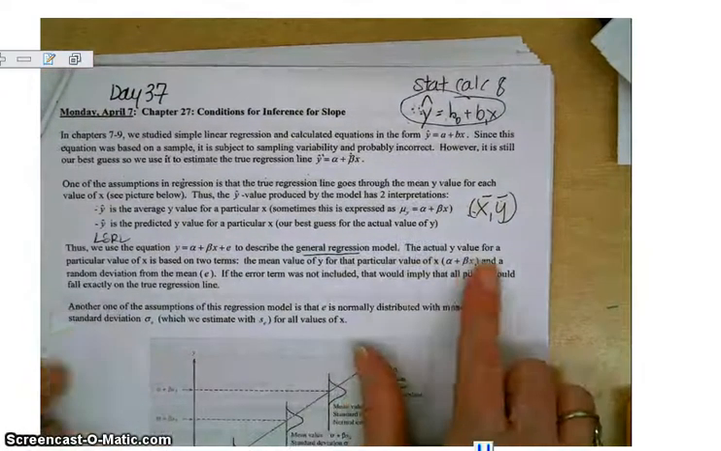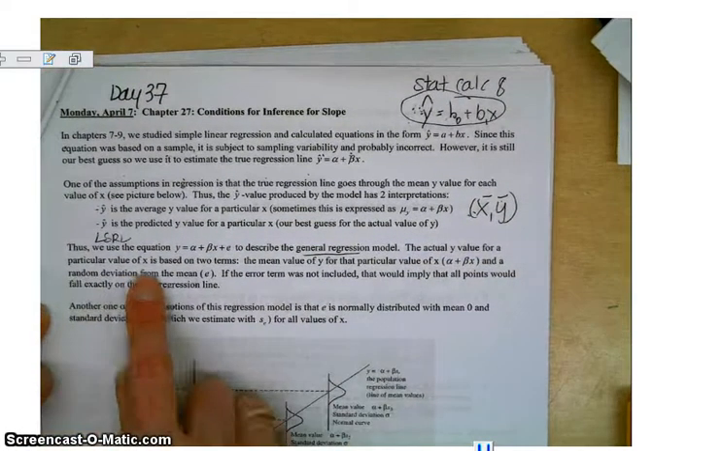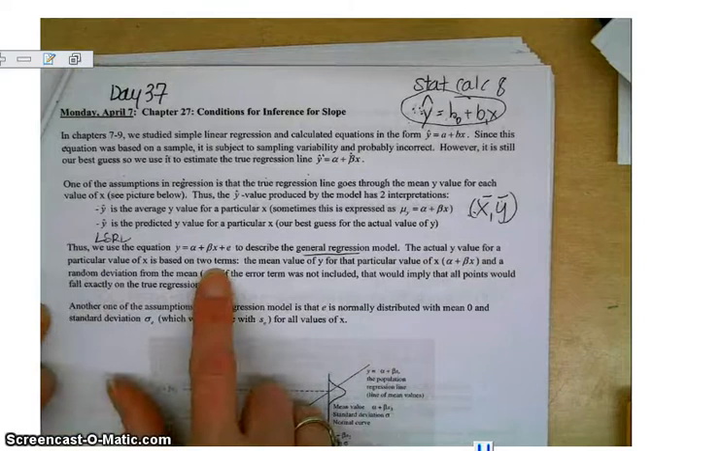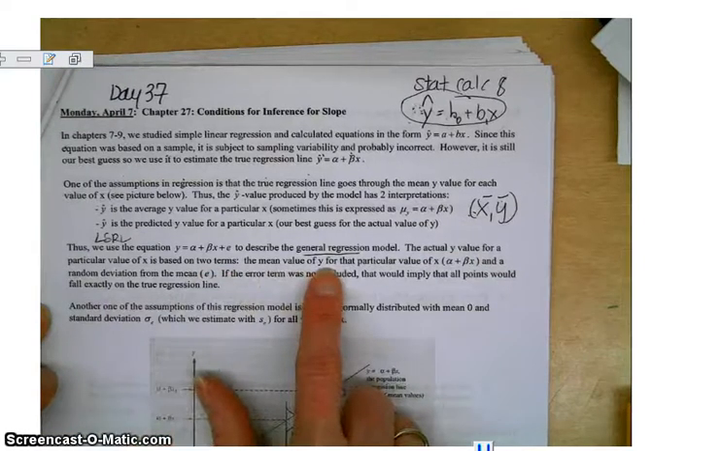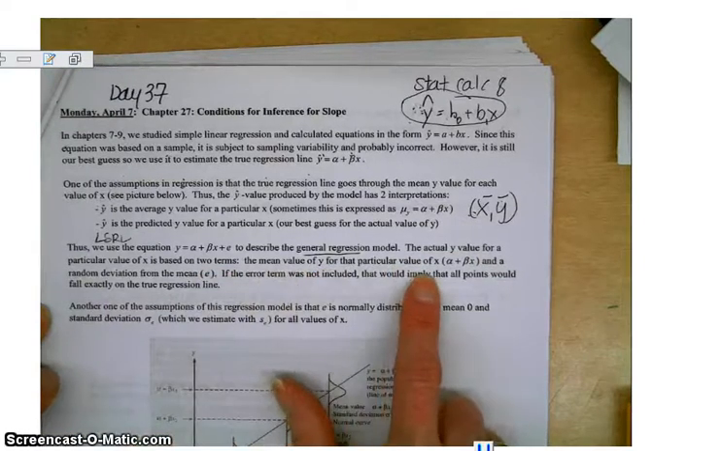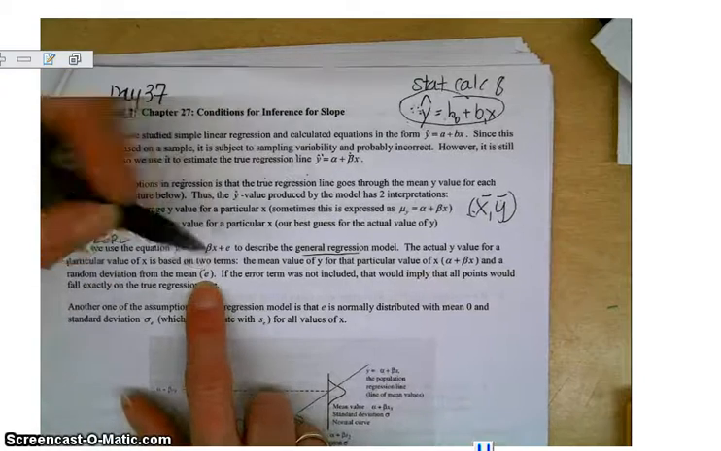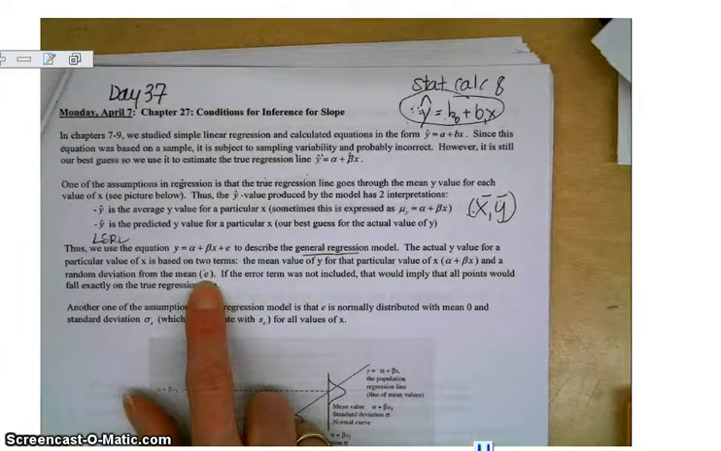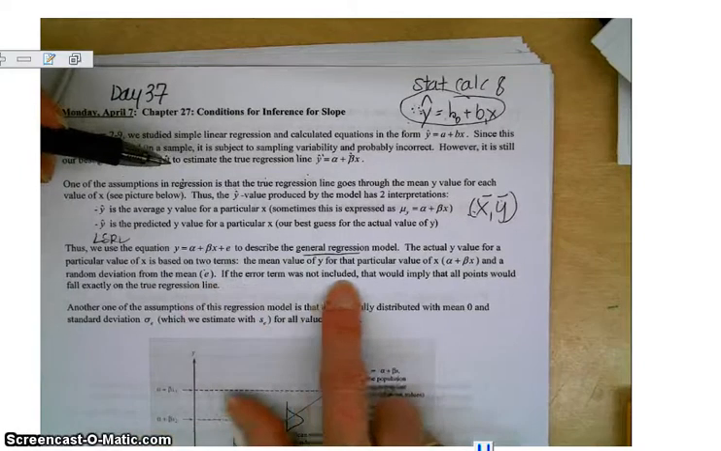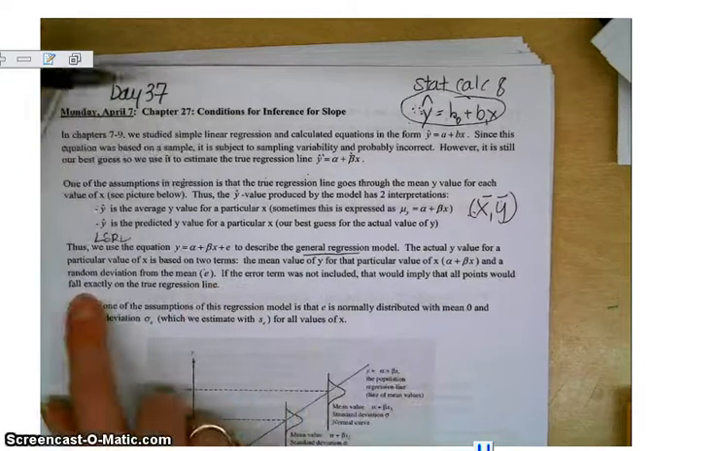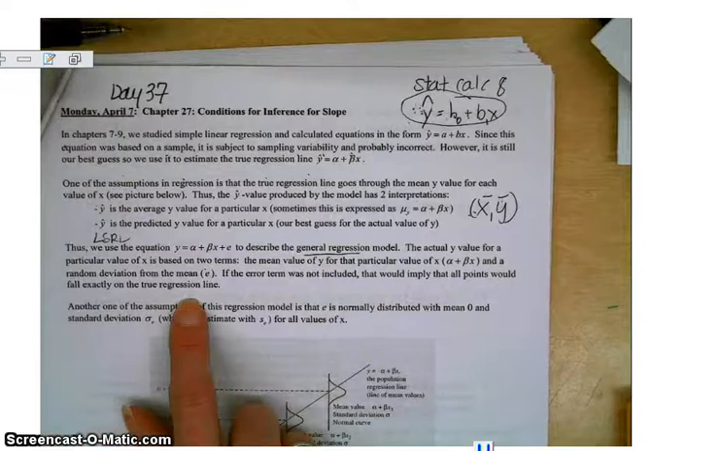The actual y value for a particular value of x is based on 2 terms. The mean value of y for that particular value of x, and a random deviation from the mean, E. E is like an error, okay? If the error term was not included, that would imply that all points would fall exactly on the true regression line.